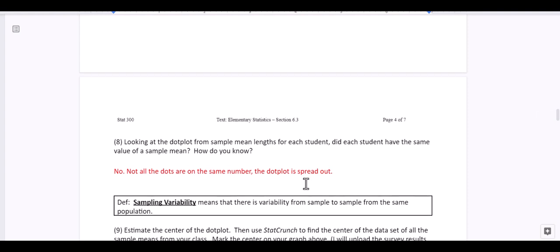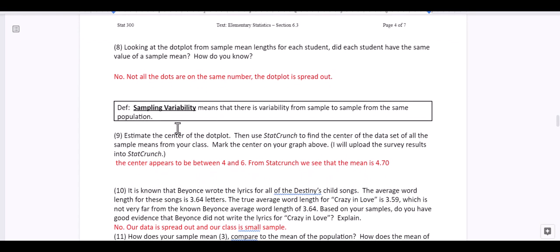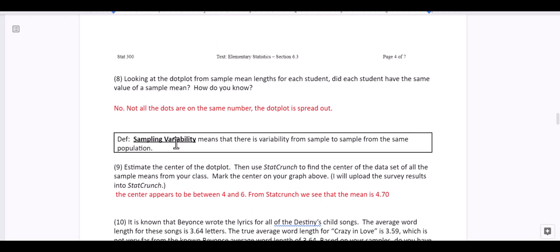So this is what we call sampling variability, where the means vary from sample to sample. Each of you had 10 words that you chose, so that was your own sample. I said 22 or 26 of you turned in your average word length, so that's 26 different samples. Each sample of 10 words gave us a different mean and a different standard deviation. That's sampling variability, and it's from the same population. You were all looking at the same lyrics from Beyonce's Crazy in Love.